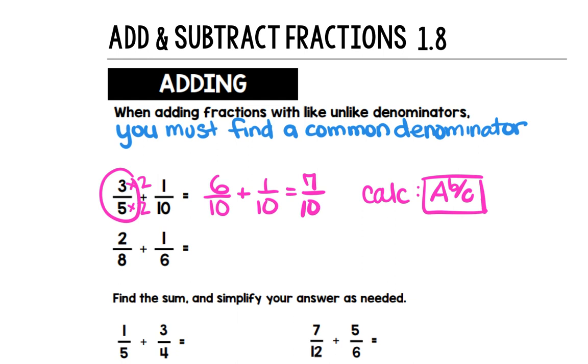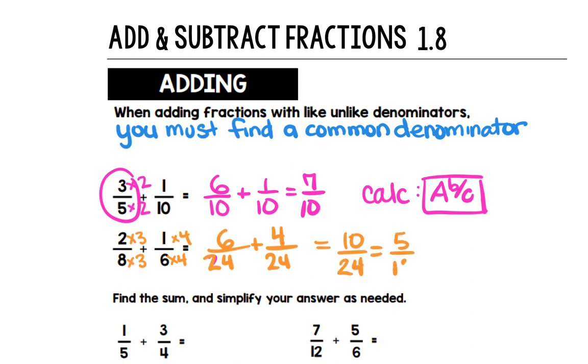Okay, 2/8 plus 1/6. So my common denominator here is going to be 24. And we're going to have to change both of these. So 8 times 3 is 24. So I'm going to multiply that numerator by 3 as well to get 6. 6 times 4 is 24. So I need to multiply this numerator by 4. So that's going to give me 10 over 24. When I simplify that, I get 5/12.